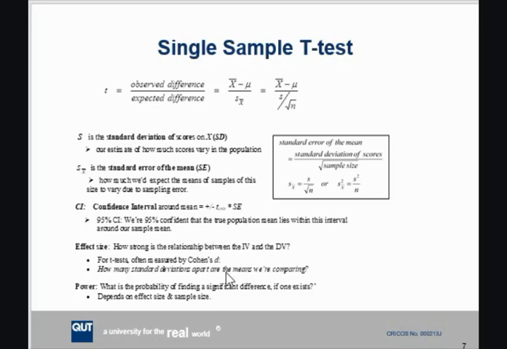Then we need to think about our effect size. How strong or how big is the effect of our DV? The way we would usually measure this is Cohen's d, and we'll look at a few examples of that later on. What Cohen's d is simply telling us is how many standard deviations apart are those means that we're comparing. And then the other thing we're interested in, of course, in our tests is our power. What is our probability of finding a significant difference if one really exists? And as I said, effect size is a key aspect of power, as is also sample size.